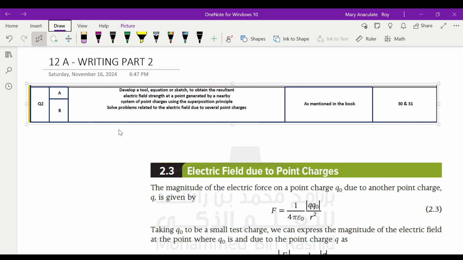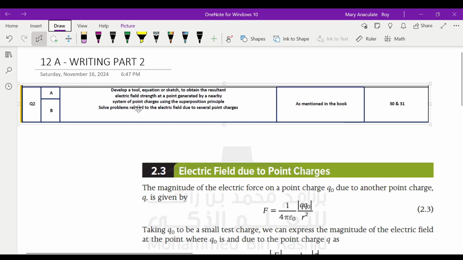Good evening, students. So this time we are going to see about learning outcome 2, from the second chapter, 2.3 actually. So develop a tool or equation or sketch to obtain the resultant electric field strength at a point generated by a nearby system of point charges.